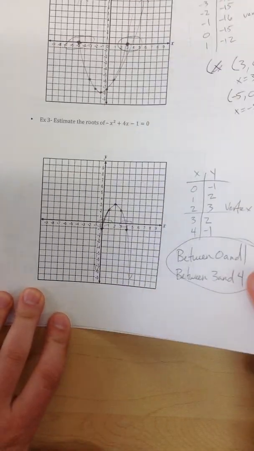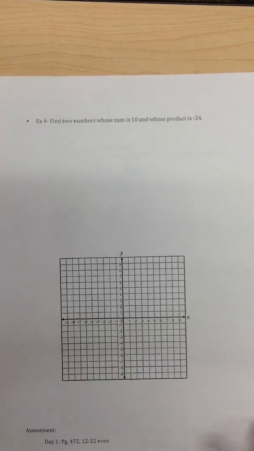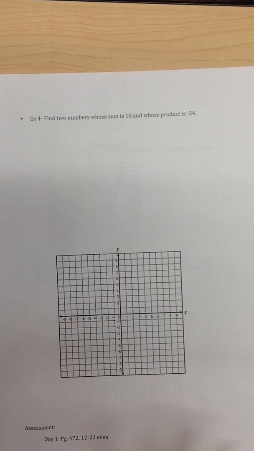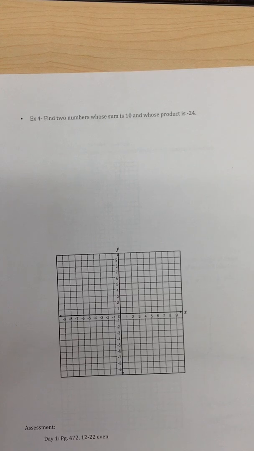Okay, what's next here? Okay, so find two numbers whose sum is +10 and whose product is -24. Okay, so sum means adding together and product means multiplying together. So I want two numbers that add to be 10 and multiply to be -24. One thing we could do would be guessing and checking numbers until we figure out what's going to add up to be 10 and multiply to be -24.